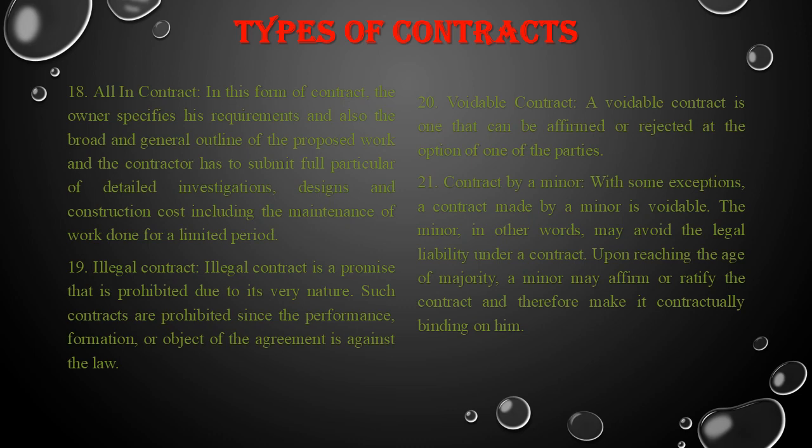Contract by a minor. With some exceptions, a contract made by a minor is voidable. Upon reaching the age of majority, a minor may affirm or ratify the contract and therefore make it contractually binding on him.